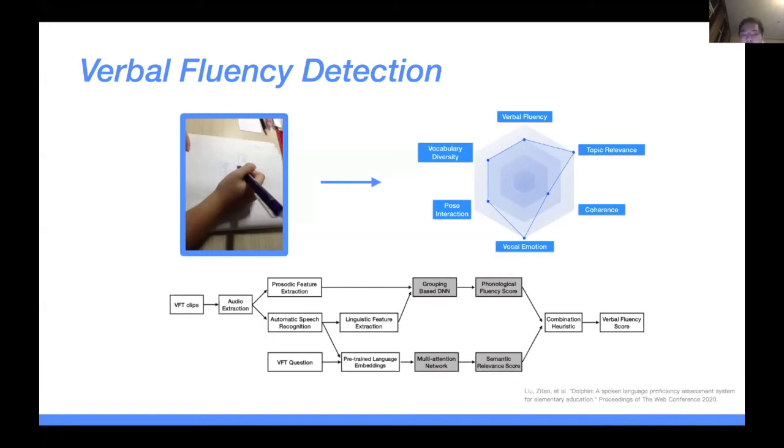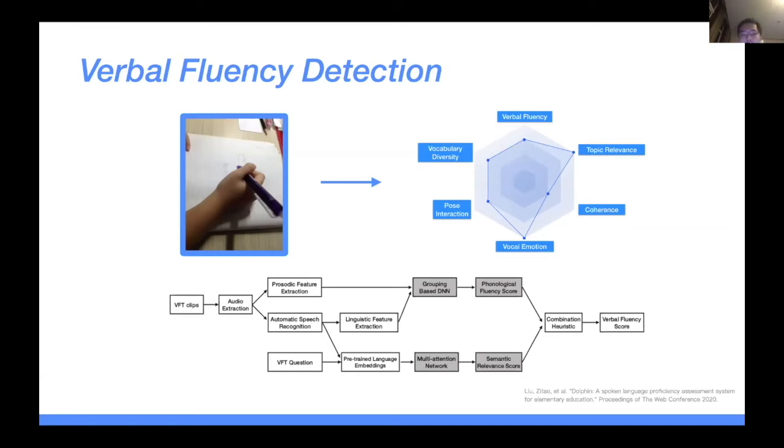So we created verbal fluency tasks, which allow students to practice their oral language skills at home, and developed the Dolphin system to automatically provide feedback from six aspects, that is verbal fluency, topic relevance, vocabulary diversity, post-interaction coherence and verbal emotion. Dolphin system helps students practice oral skills and at the same time reduces the burden of repetitive reading workloads for teachers. It's a multimodal task, as the Dolphin system scores students' performance from their videos.